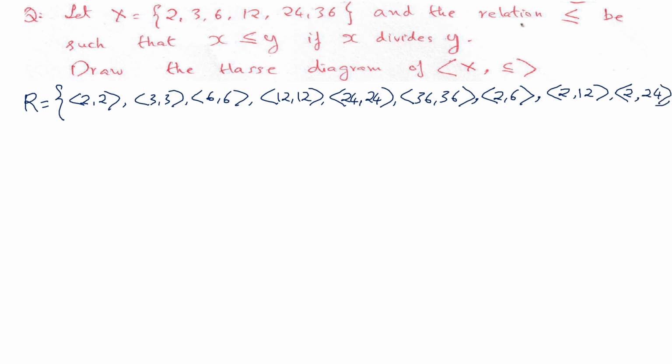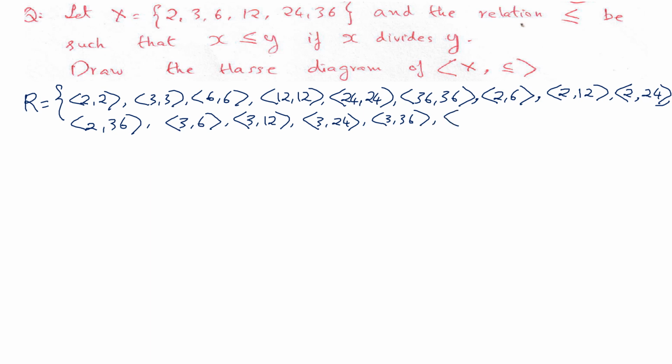Next you start with 2, 36. 2, 36 is possible because 36 is divisible by 2. Next, all the 2 terms are over. Now you start from 3. So whether 3, 6 is possible. 3, 6 is possible because 6 is divisible by 3. Then 3, 12 is also possible because 12 is divisible by 3. Then 3, 24 is also possible because 24 is divisible by 3. Then 3, 36 is also possible. Okay, so starting from 3 is over.